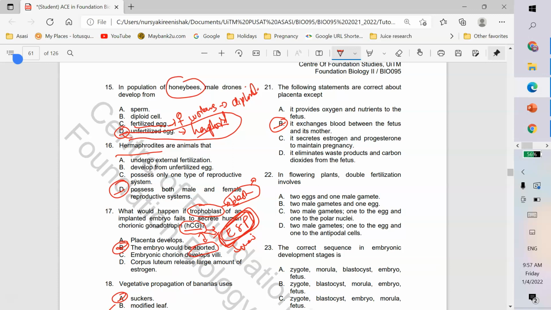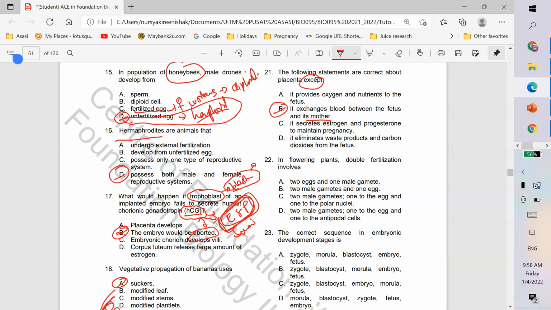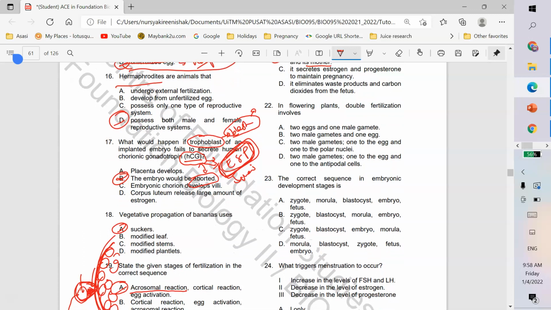The following statements are correct about placenta kecuali, except it exchanges blood between the fetus and the mother. So dia takkan bertukar darah sebab darah antara mak dengan anak tu akan separate. It is separated. But it involves only the exchange of materials such as oxygen, carbon dioxide, waste. So it only involves the exchange of materials, but does not involve exchange of blood. Blood is separated. Okay, so 22.